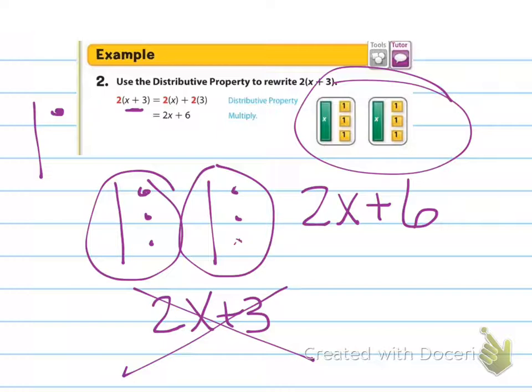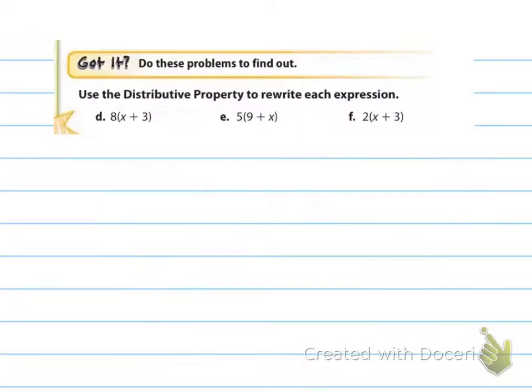So please make sure that you are doing your rainbow all the way. So you're going to do 2 times x, which is just 2x because we don't know what x is. Then plus 2 times 3, which is 6. So we end up with 2x plus 6.